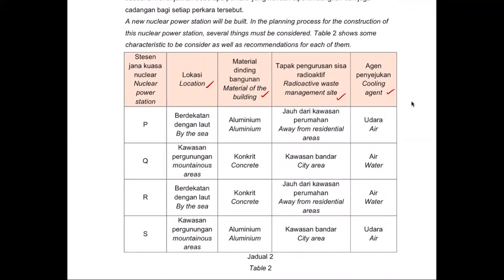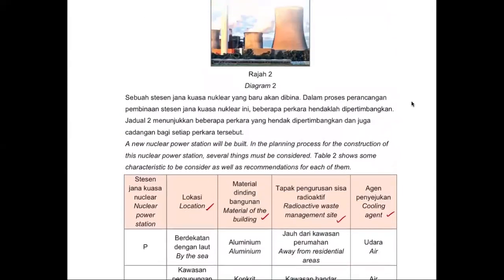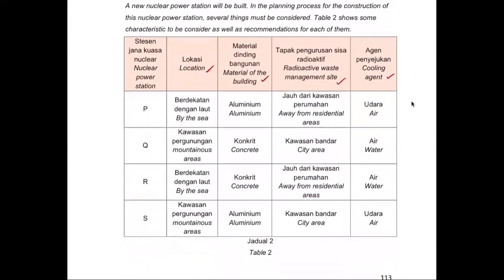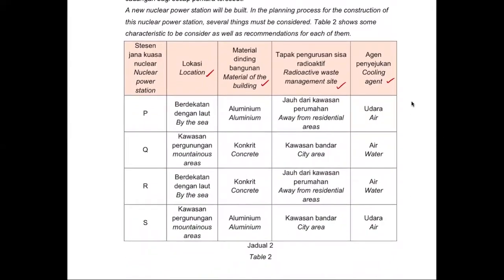So let's see the location. The location for the nuclear reactor, it would be better if we construct the nuclear power reactor by the sea. Okay, by the sea and not at the mountainous areas. By the sea. Why? Because it is nearer to the water sources. Water sources from the sea that will be used as the cooling agent. All right, so that is the reason.